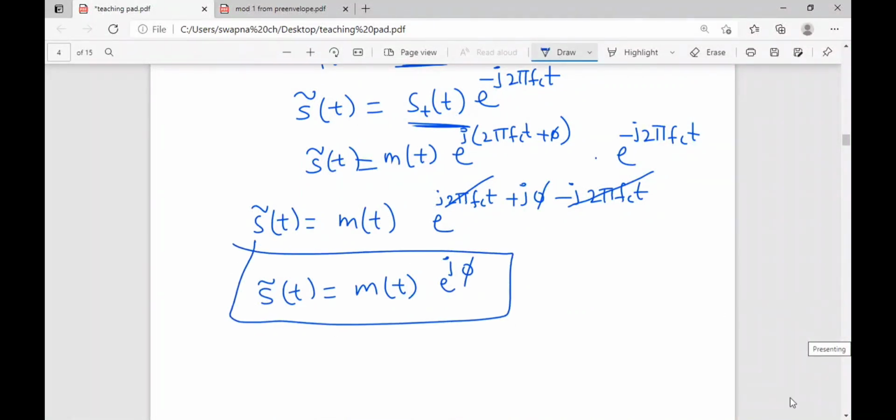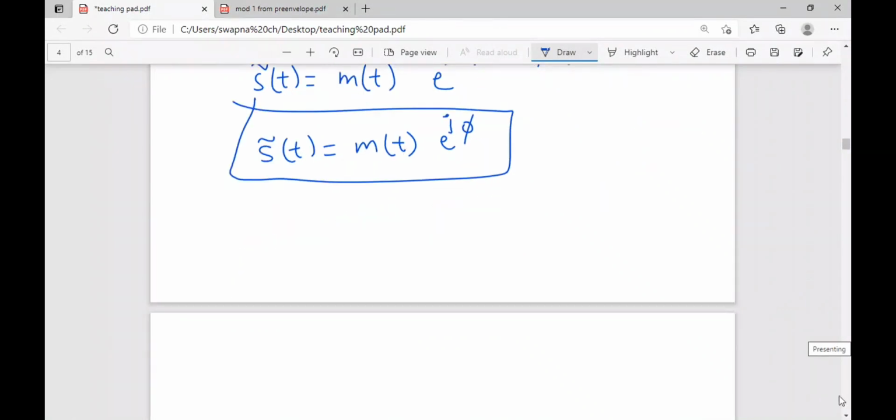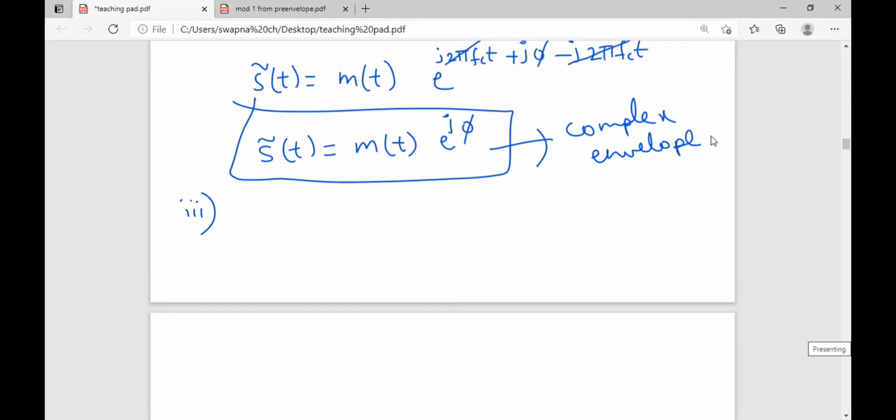Any doubts you have in the second part? This is the complex envelope of the given function. Anybody have doubts? Okay, fine.